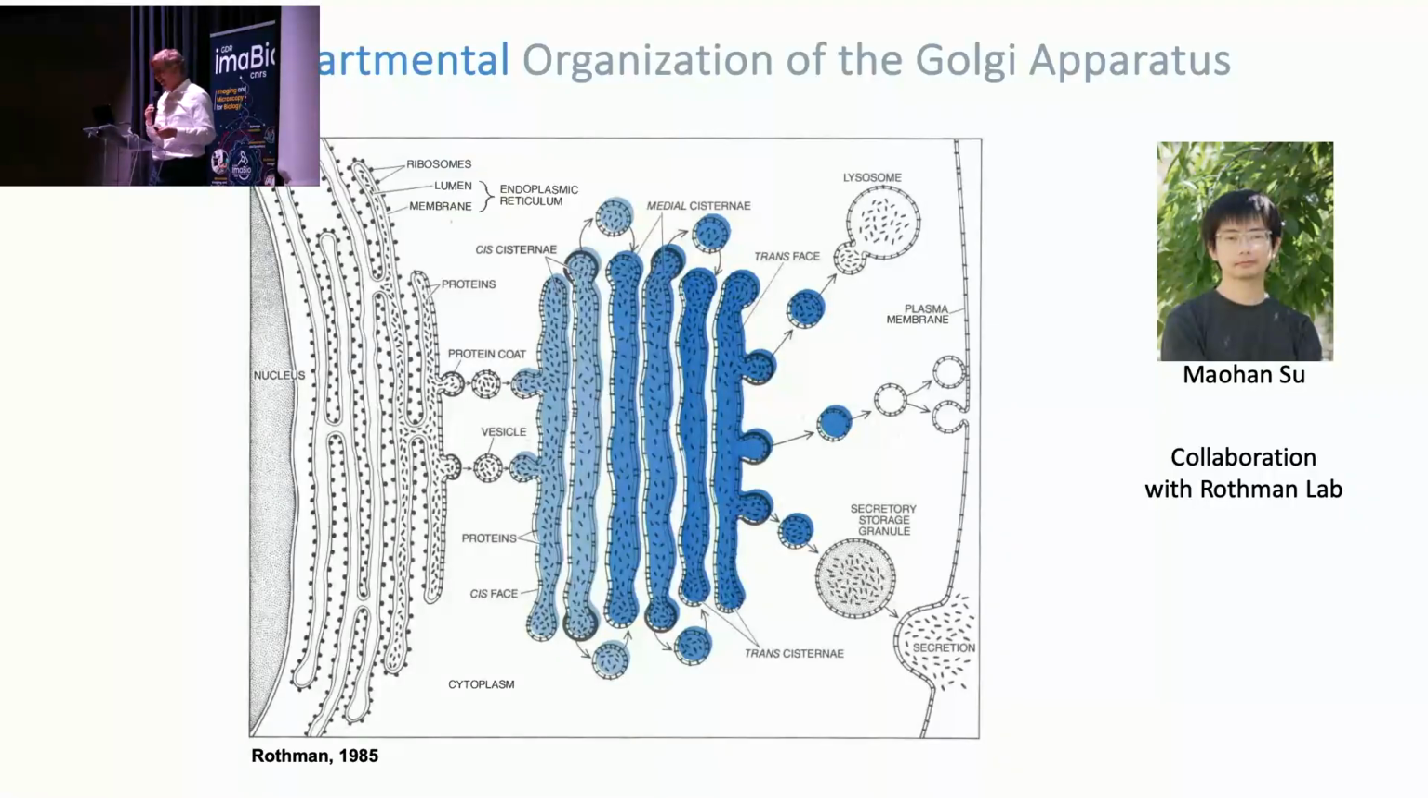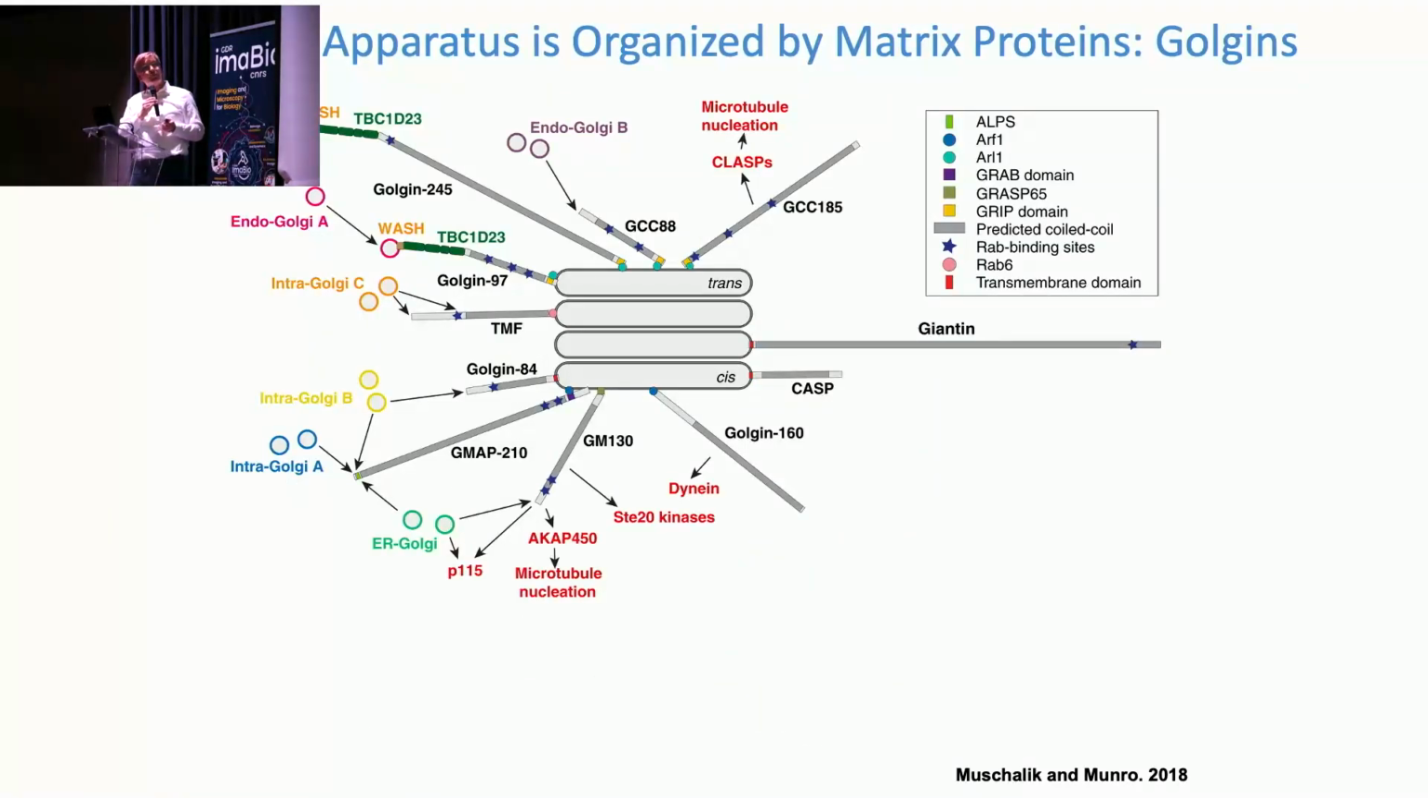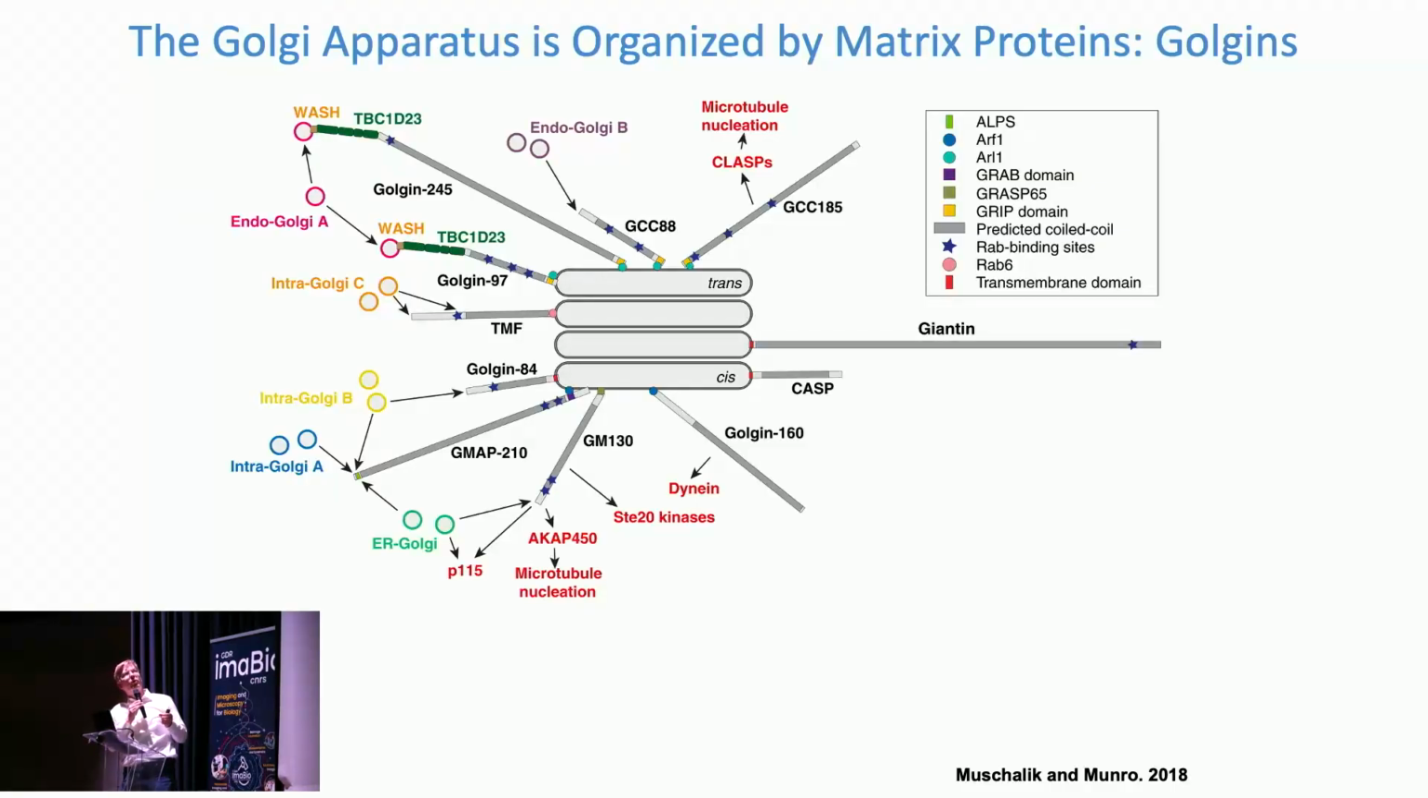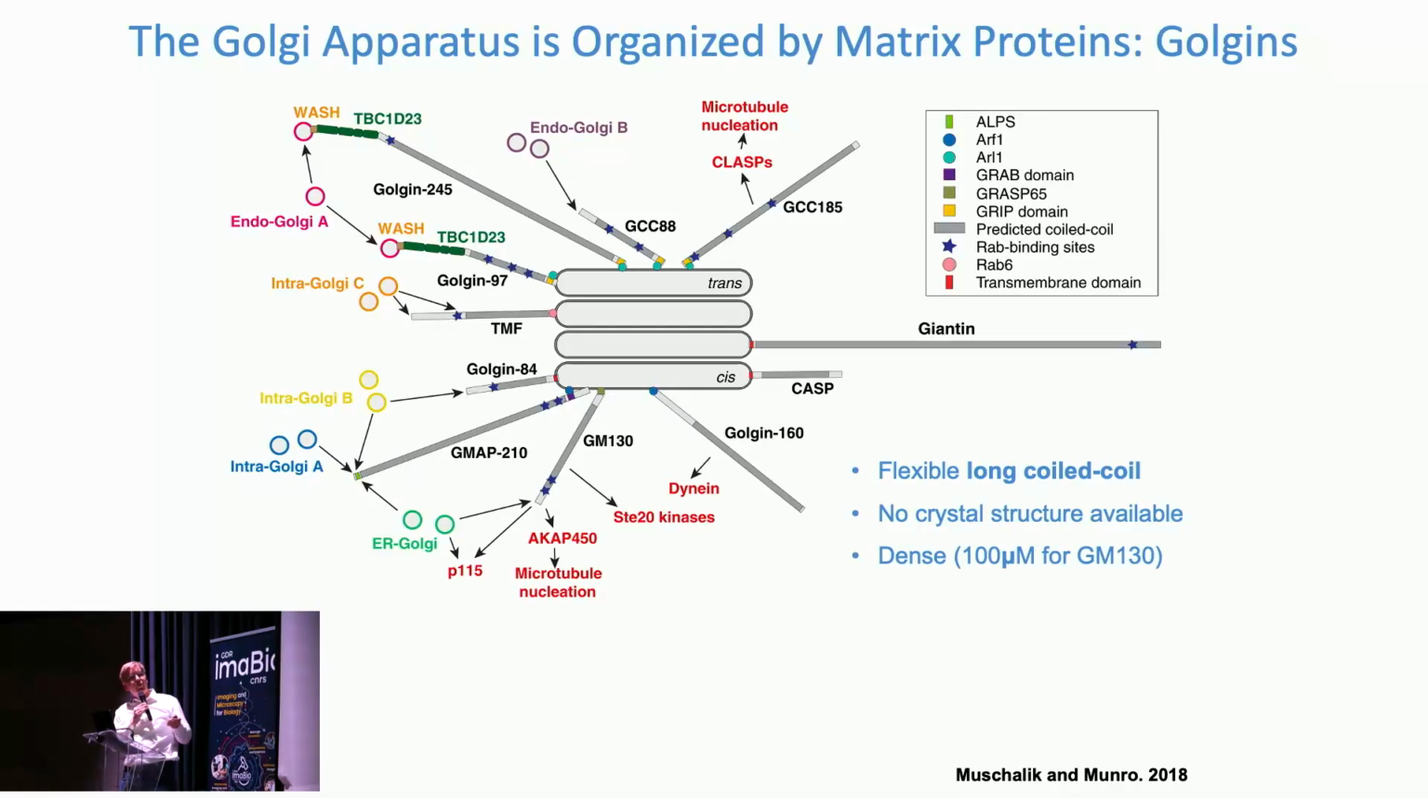So this is really at the heart of what our community does here. What is known so far is that key components in organizing the stacking of these Golgi cisterna are these Golgi matrix proteins. And this is from a review paper from Sean Munro's lab. You can see that there are quite a number of them, but very little is known about them, right? So we know they're long coiled proteins. They're very flexible, but we don't know the crystal structure.